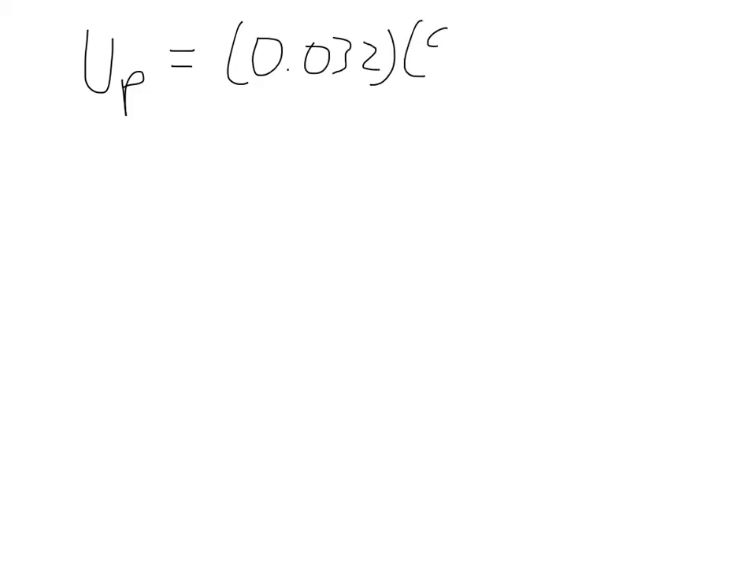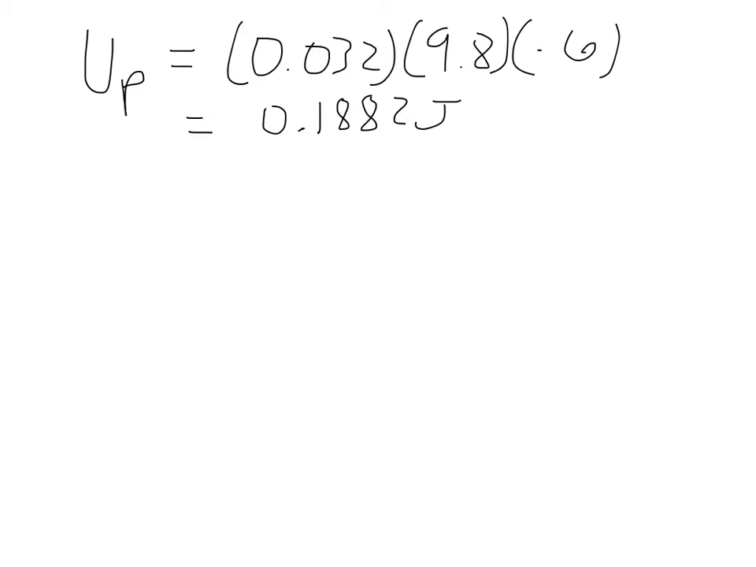Now the second part of the problem, we're tasked with calculating some potential energy values. The first one we're going to calculate is the potential energy at P. The potential energy at P is going to be equal to mgh. That's the 0.032 multiplied by 9.8 multiplied by the height, and the height is 5r, so that's 0.6. So that means that the potential energy at P is going to be equal to 0.1882 joules.